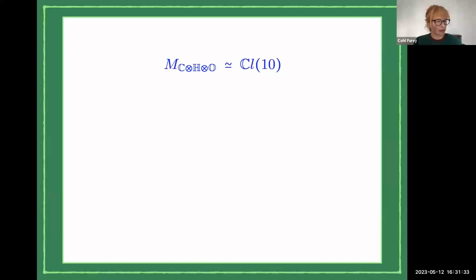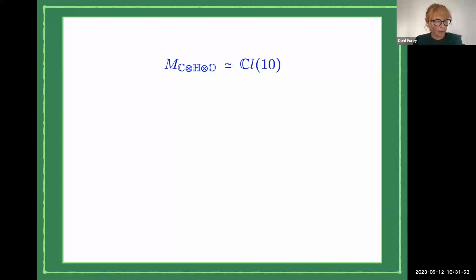And this extra structure will then give us a number of ways that we can break CL10 up. Okay, so we're considering these sequences of RCHO elements and it generates the CL10, but it's not just CL10, it's CL10 with extra structure. And we're going to use this extra division algebraic substructure to break CL10 up.